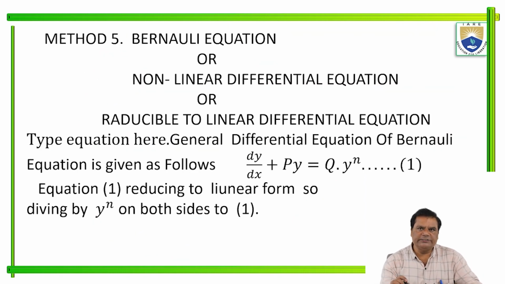Now, next, method 5. We want to discuss method 5, the Bernoulli equation. This is a very important equation given by a great mathematician and physician, Bernoulli. The name of the mathematician is Bernoulli. He gave an important equation that is known as the Bernoulli equation.